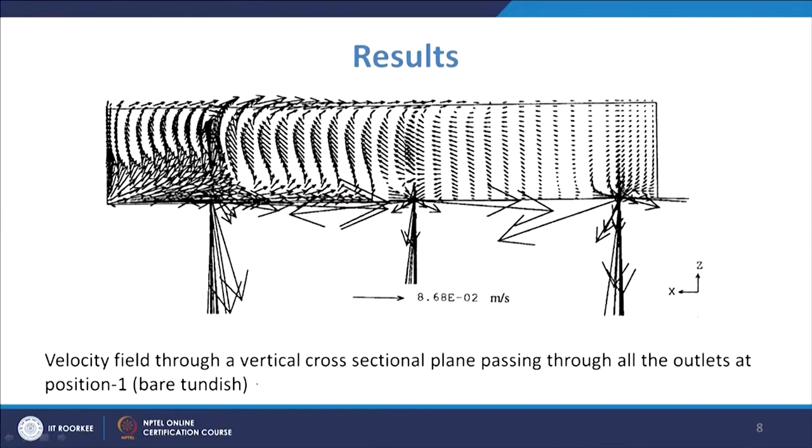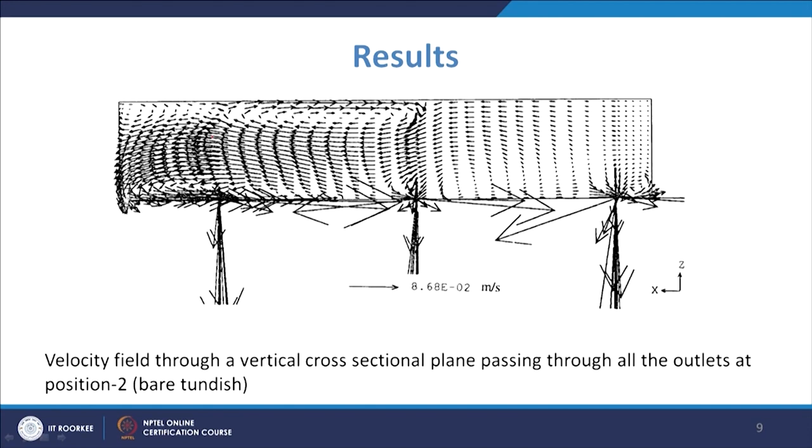So, coming to the results. If you first see the velocity vectors, as we had seen earlier, you have the outlet plane. On this outlet, which is near to the inlet, the velocity is quite high. It comes and then has the tendency to go up, and then it moves like this. This is through all the outlets. In this case we have also changed the position, so that is why we have 2 and 3.